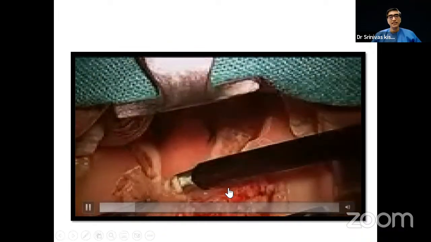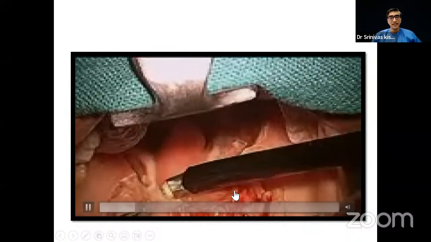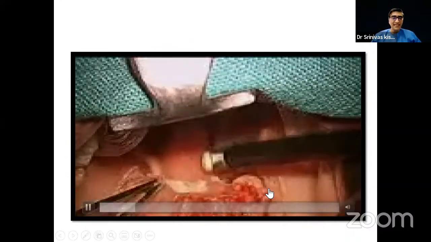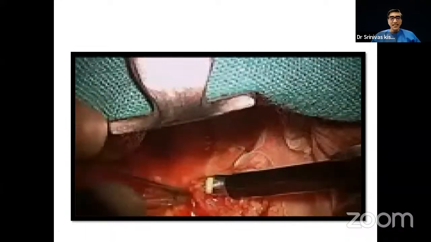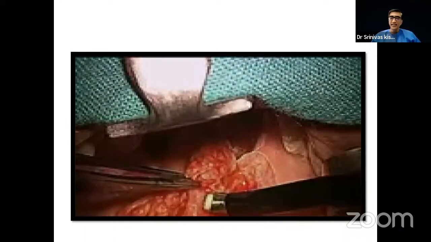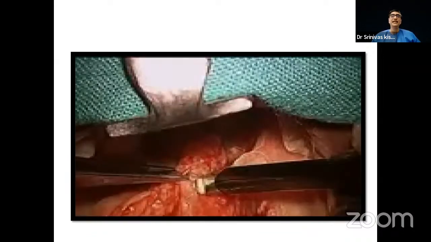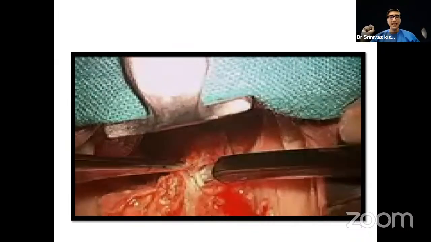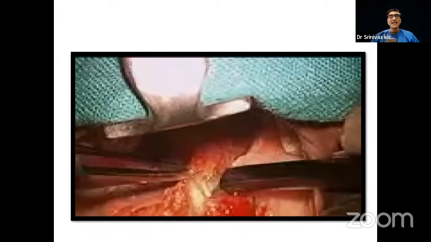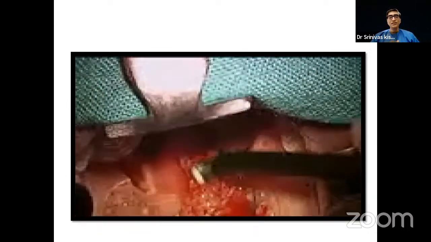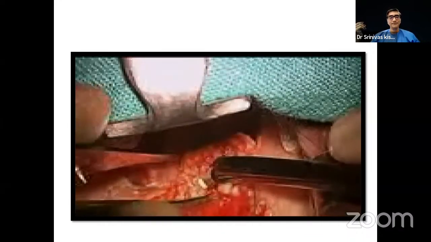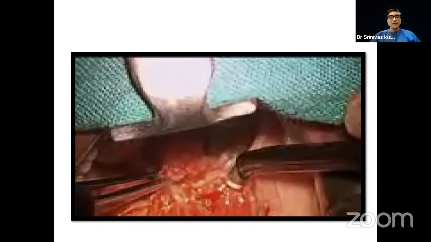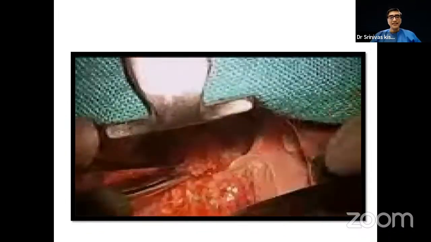So I'm using a coblator to sort of clear this whole thing out. But please remember, coblator doesn't mean OSA surgery. You can do beautiful OSA surgery even without coblator, using regular monopolar and bipolar. You don't need a coblator. A lot of people call and say, sir, I have a coblator, how do I do sleep surgery? No, it's not that easy. There are lots of vessels that come there.